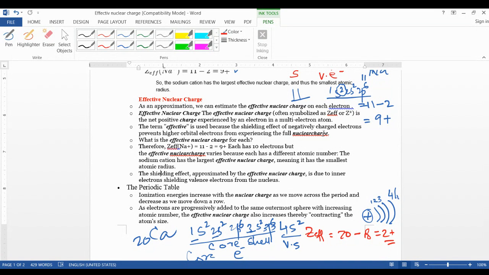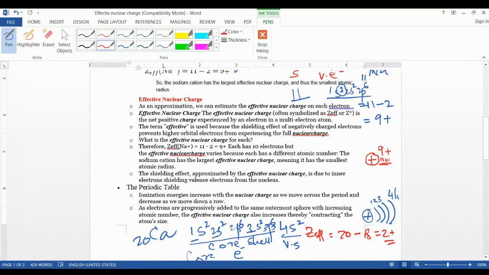What is the effective nuclear charge for each? We already explained this. For the sodium cation, effective nuclear charge varies because each has a different atomic number, and the sodium cation has the largest effective nuclear charge, 9 plus, meaning it has the smallest atomic radius. It has the smallest radius, this cation, because the electrons are removed. So you have the 9 plus nuclear charge, a high nuclear charge, and more attraction.